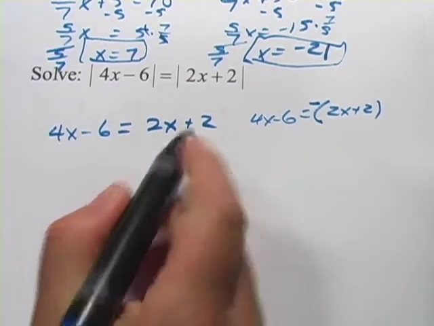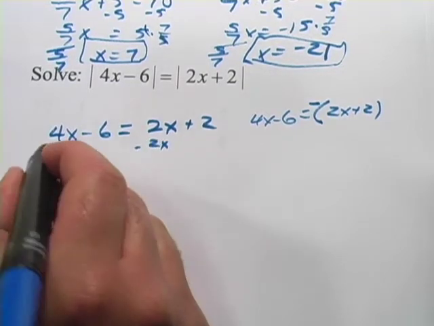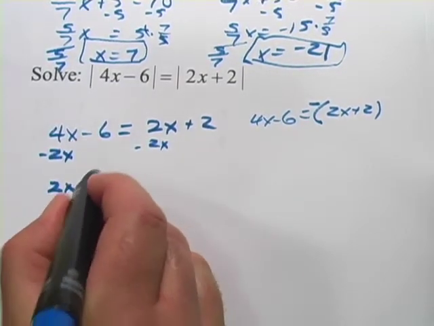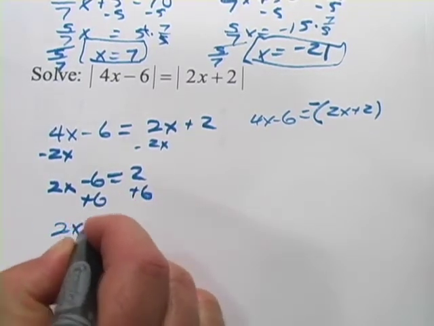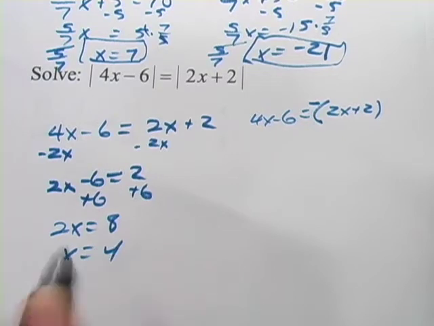So let's solve for x here. I'm going to subtract 2x first. I get 2x minus 6 equals 2. I'm going to add 6. I get 2x equals 8, or x equals 4.